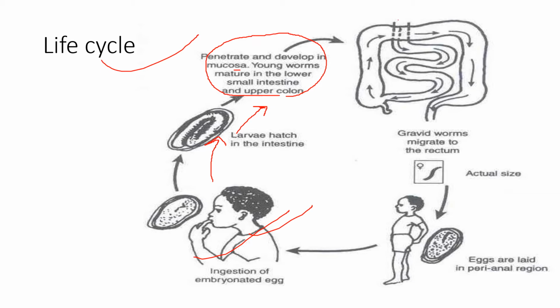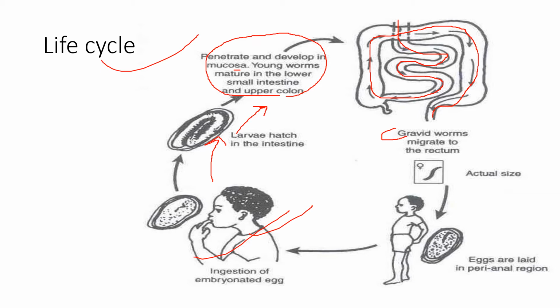Once they enter the small intestine, the deeper they go into the small intestine, the more mature they become. Once they reach the upper colon and so on, they become more mature. After that they become the gravid worm. A gravid worm is a worm that has the capacity to produce eggs. These worms migrate into the rectum. Once they reach the rectum, they start producing the eggs.